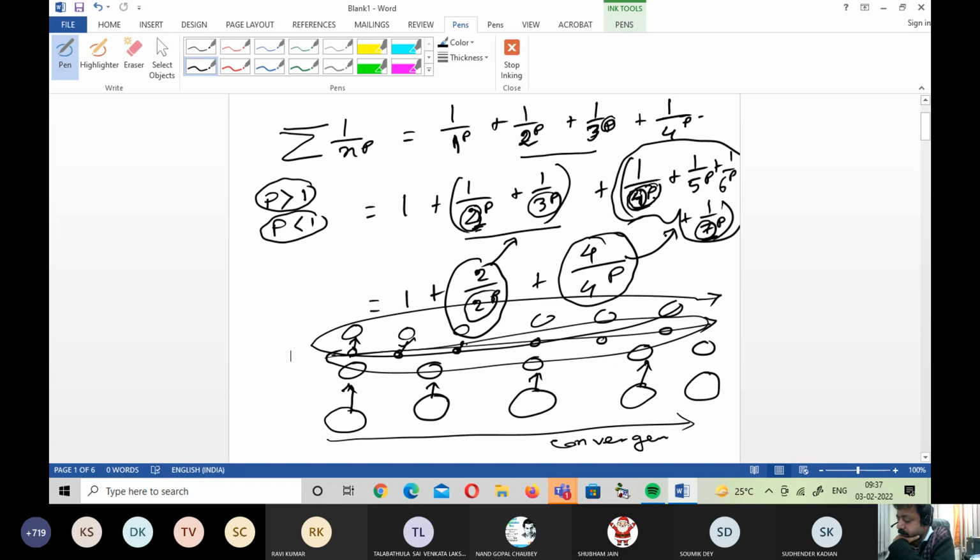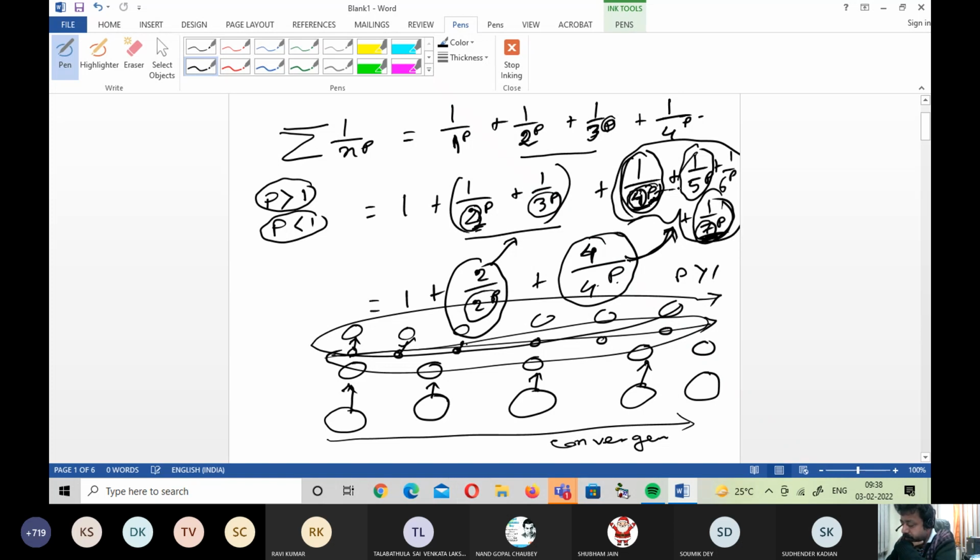If p is greater than 1, 4 to the power p is less than 7 to the power p. Then 1 by 4 to the power p is greater than 1 by 7 to the power p. 1 by 5 to the power p is also less than this. So you can easily consider that 4 by 4 to the power p will be greater than this if p is greater than 1. Is it true or not?